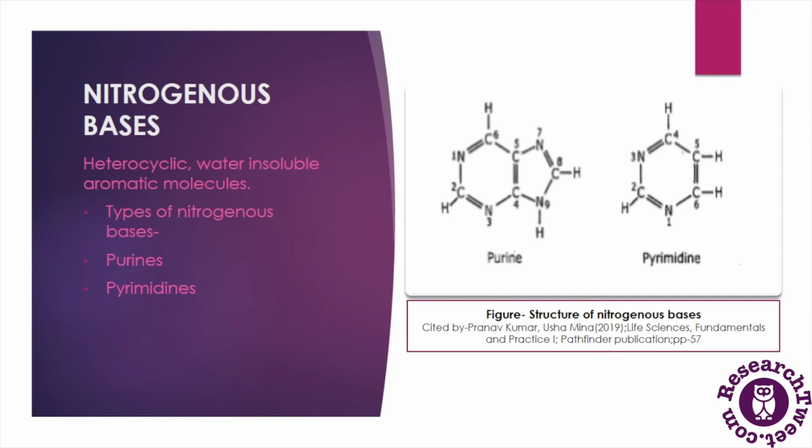Now, the first component of nucleic acid is the nitrogenous base. The name indicates that these molecules are basic in nature and have nitrogen in their structure. They are heterocyclic and water-insoluble molecules. There are two types of nitrogenous bases in both nucleic acids, which are purines and pyrimidines. In this picture, we can see the structure of purines and pyrimidines, where purines consist of adenine and guanine and pyrimidines consist of cytosine and thymine. But in the case of RNA, the thymine is replaced by uracil.